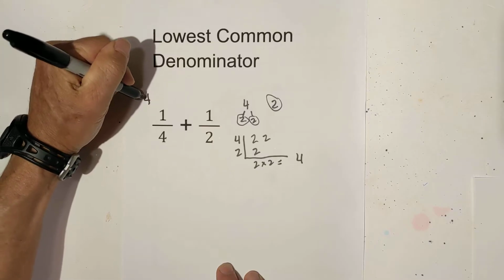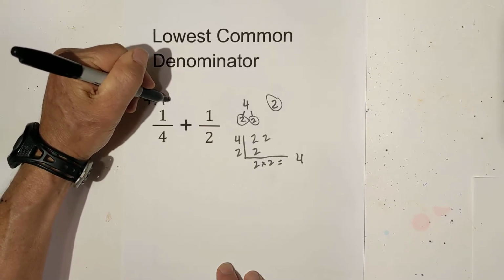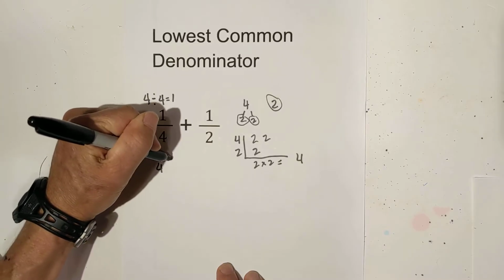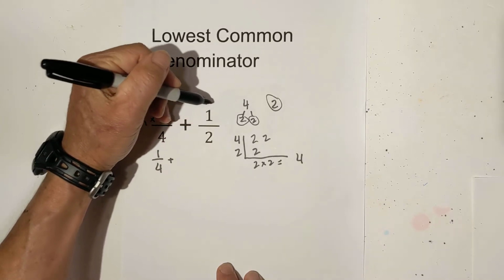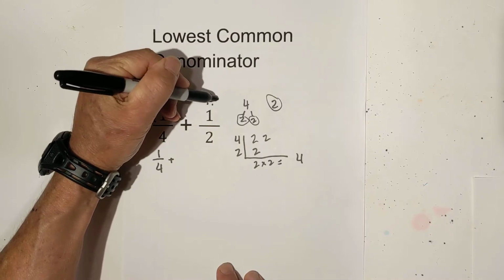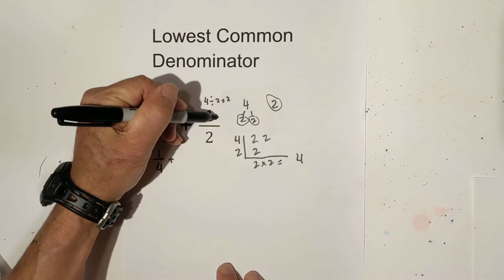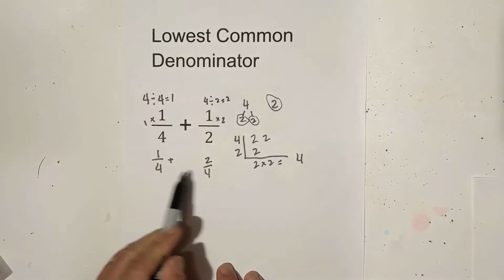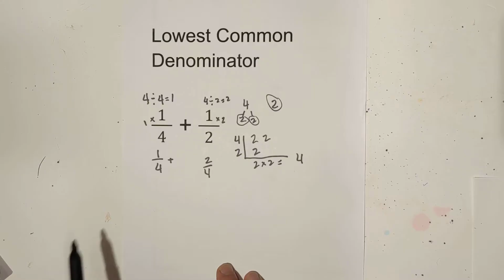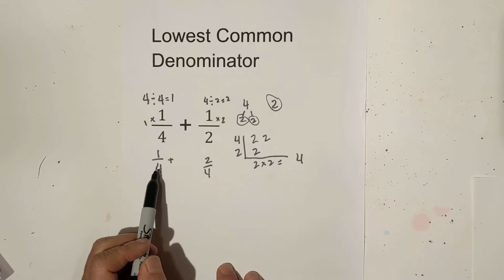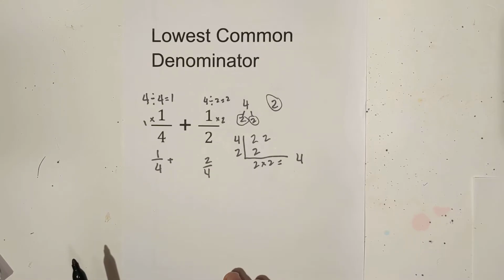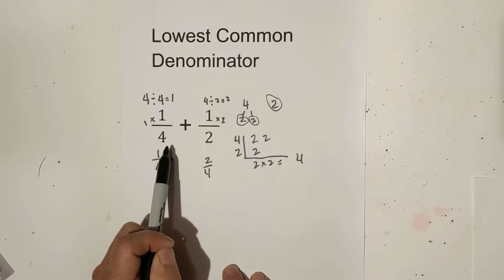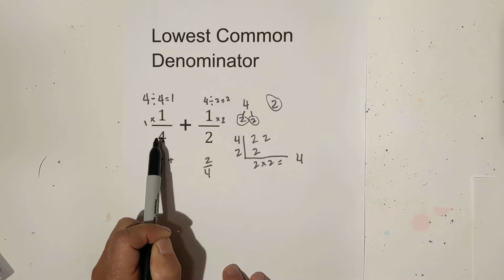So then all we do is 4 divided by 4 equals 1. 1 times 1 is 1/4 plus, and then over here we have 4 divided by 2 equals 2. 1 times 2 equals 2/4. And then you can add the fractions, 1/4 plus 2/4, because the denominators are equal. That's example 1. Now I know these are simple numbers and you can just look at it and know that the common denominator is 4.